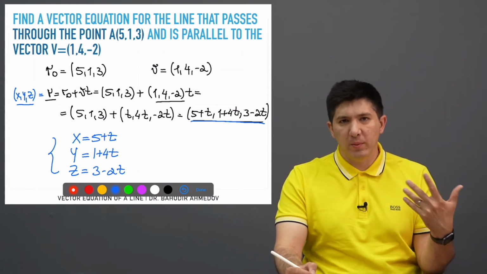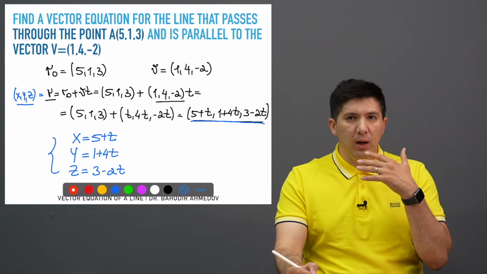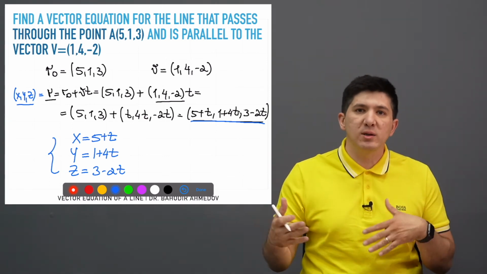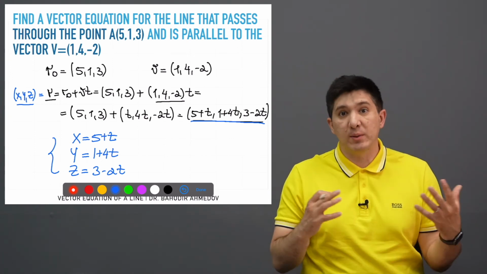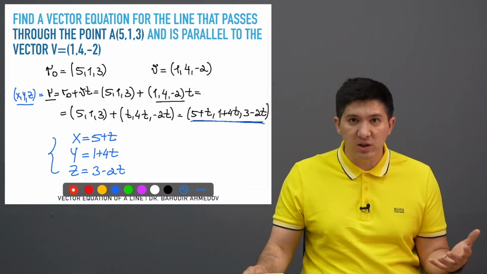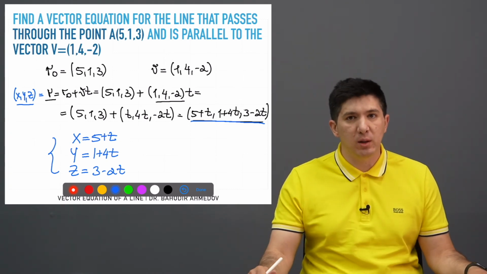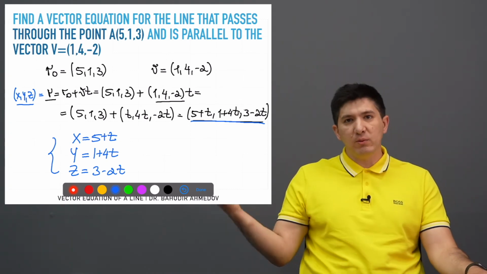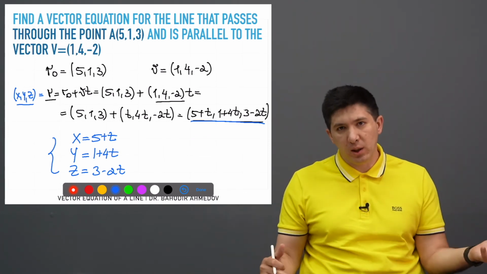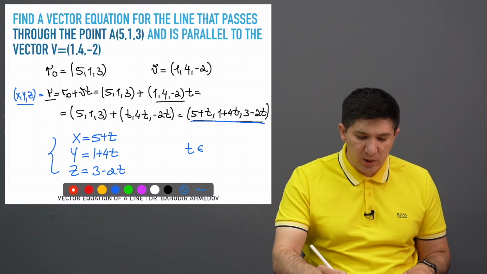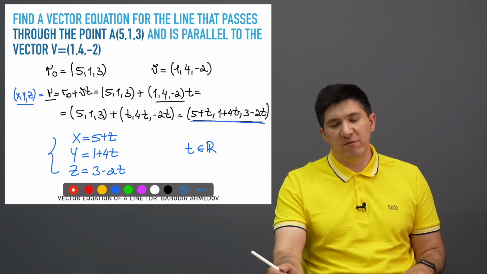If you remember, parametric equations describe the x, y, and z coordinates of some curve using functions which depend on the parameter t. So this is exactly the parametric equation. Essentially, the vector equation is nothing else than the parametric equation of the line, where t is the parameter which takes any real value.